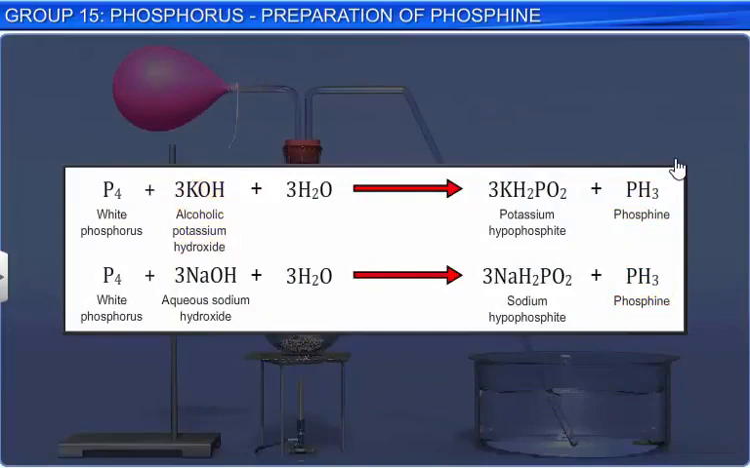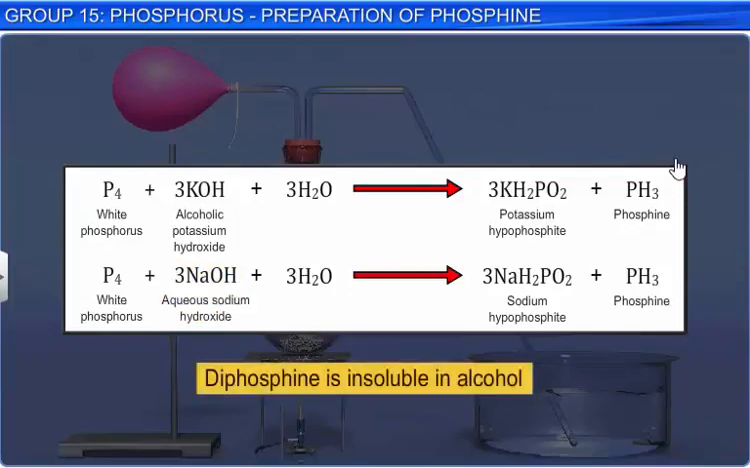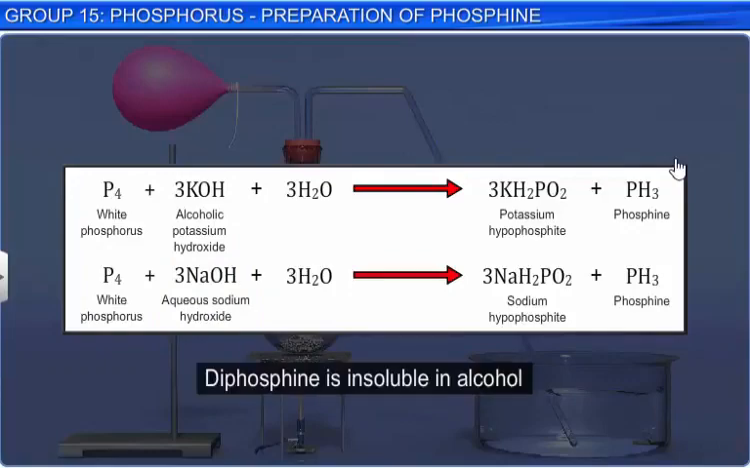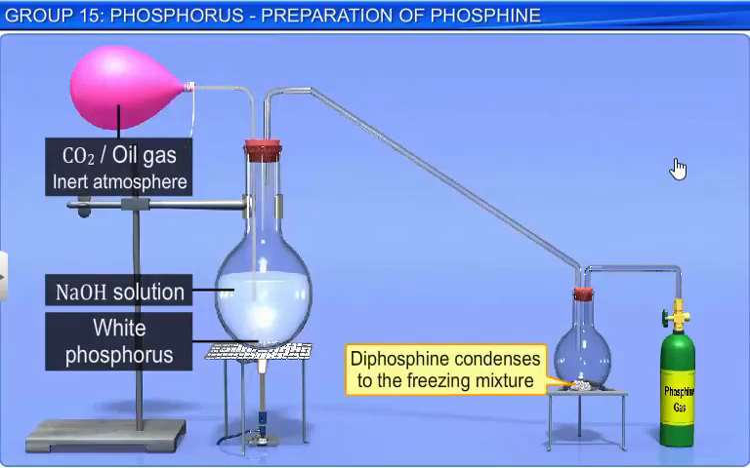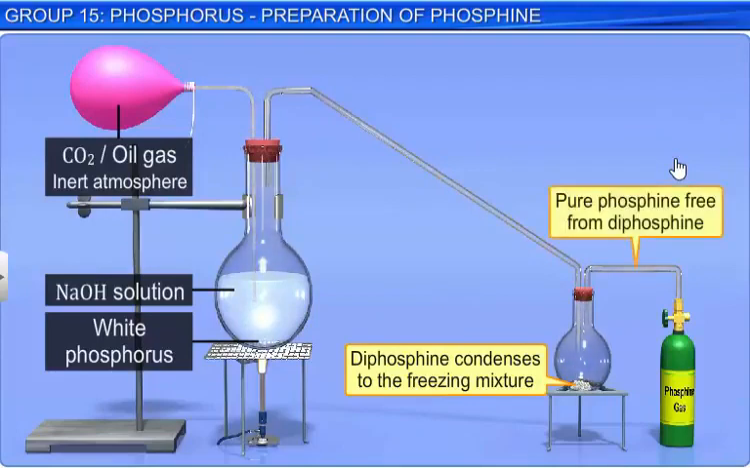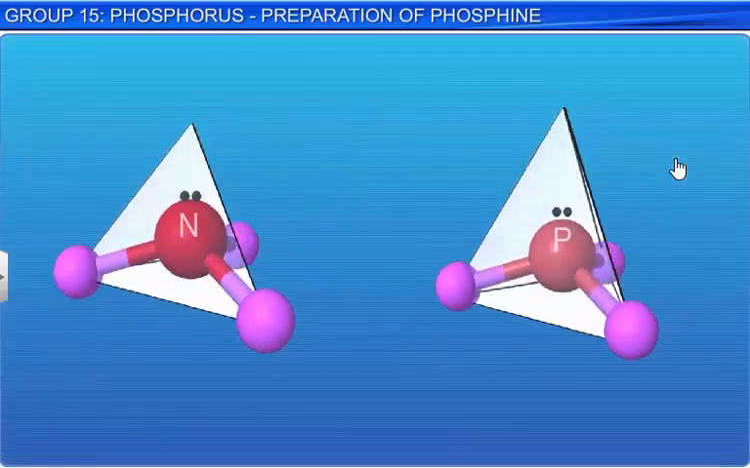Pure phosphine can also be obtained by using alcoholic potassium hydroxide instead of an aqueous sodium hydroxide solution. This is because diphosphine is insoluble in alcohol. Diphosphine can also be removed by passing the gas through a freezing mixture in which diphosphine condenses while phosphine doesn't. Activated charcoal or phosphorus pentoxide can be used to absorb the liquid hydride diphosphine from phosphine gas.